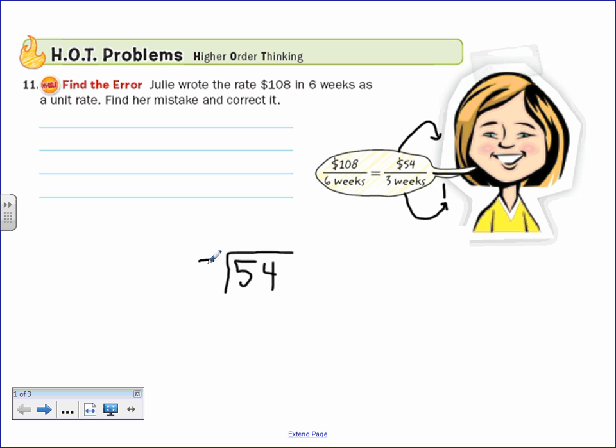So how do we find the answer? 54 divided by 3. 3 goes into 5 once. 3 times 1 is 3. 5 minus 3 is 2. Sorry about the sloppy writing. I'm using the mouse. Bring down the 4. 3 goes into 24 8 times. And 3 times 8 is 24. So the mistake is that 1 week would be $18. And again, what makes that a unit rate?